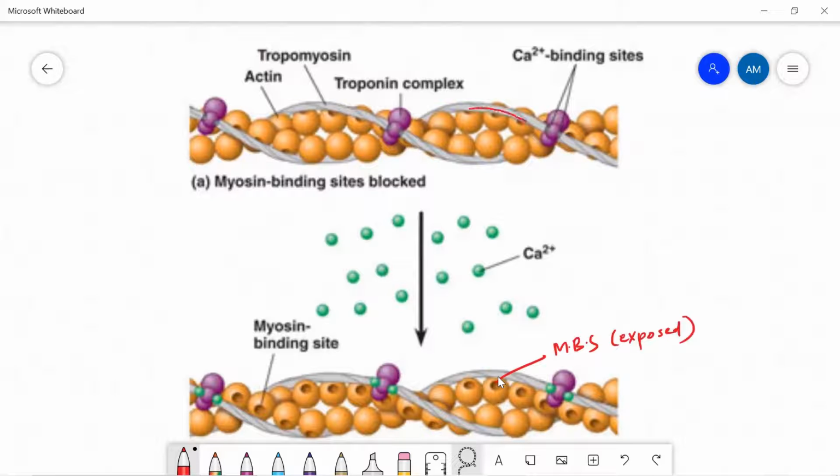Initially, they were covered by the troponin and tropomyosin complex, but calcium comes and binds to the troponins. These are the troponins, and this thread-like structure is the tropomyosin. They just get pushed aside. The green spherical structures are the calcium. Calcium binds to the troponin-tropomyosin complex and changes the 3D conformation so that the myosin binding sites are now exposed. So now the myosin head can attach to the actin.